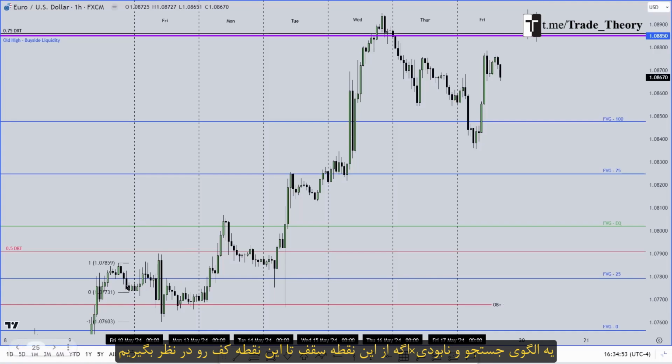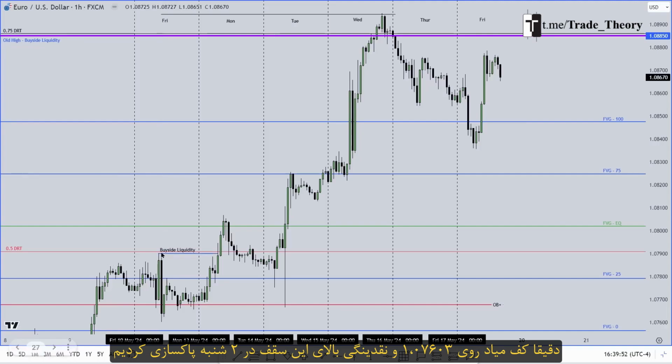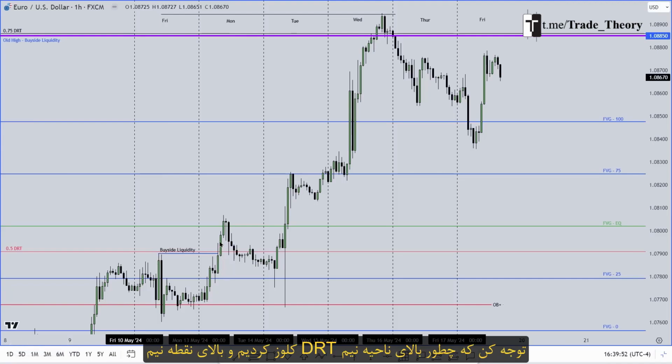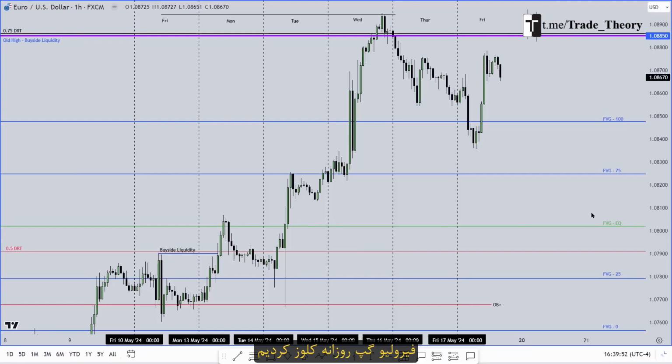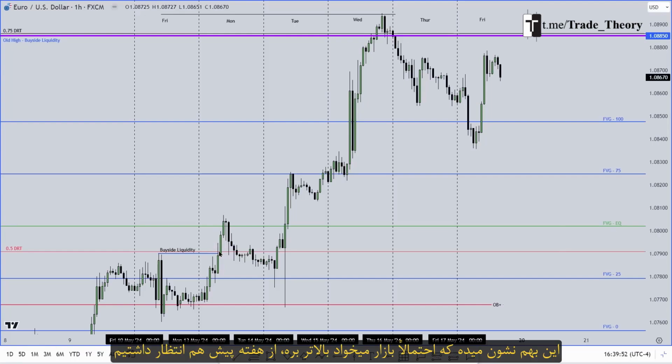If I take this swing high down to this swing low, one standard deviation lower will give me a price point of 1.07603. If I hover my cursor over this candle, the exact low comes in at 1.07603. Now, we ran the buy side liquidity above this swing high here on Monday. Notice how we close back above the 0.5 DRT level, and we close back above the fair value gap consequent encroachment, which is the midpoint of that daily fair value gap.